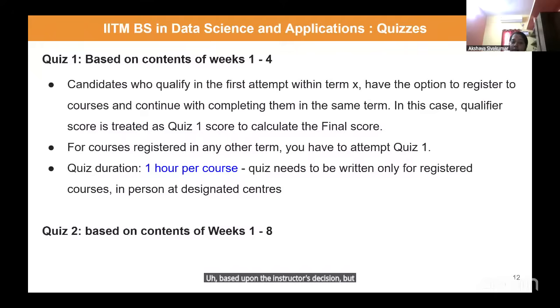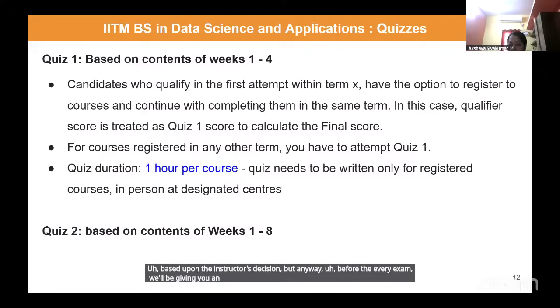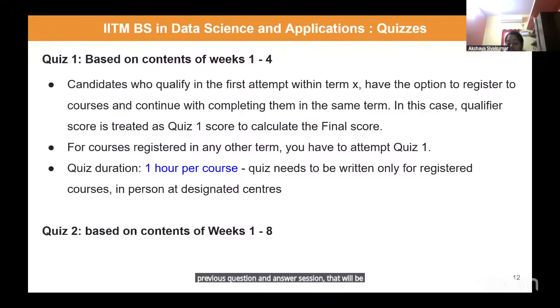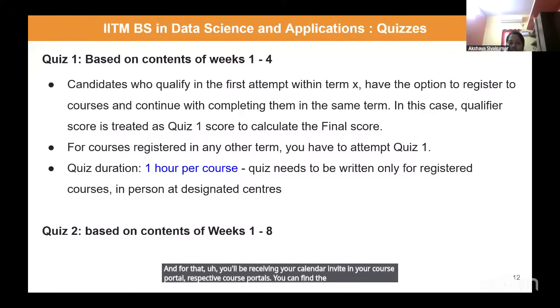But anyway, before every exam, we'll give you information on what the syllabus is going to cover. And there will be live sessions, doubt clearing sessions, and previous year question and answer sessions conducted by your instructors. For that, you will receive a calendar invite in your respective course portals. You can find the session details there.